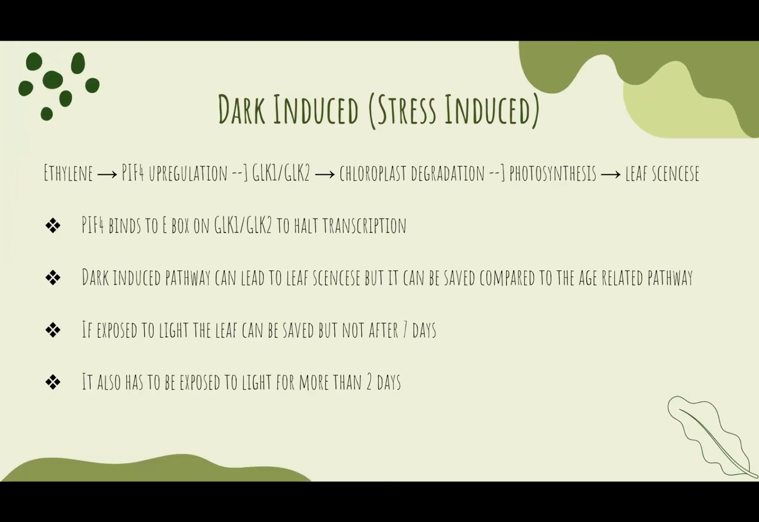The other pathway is the dark-induced or stress-induced pathway. This still involves ethylene, and when ethylene is present, it leads to PIF4 upregulation. PIF4 binds to the E-box region of GLK1 and GLK2. It makes transcription come to a halt, and now the plant won't be able to undergo photosynthesis. Then this leads to senescence.